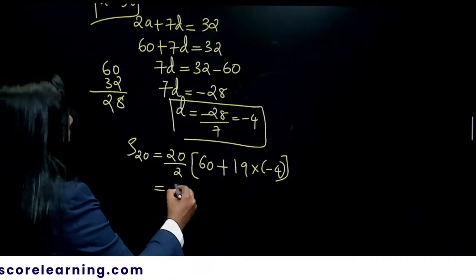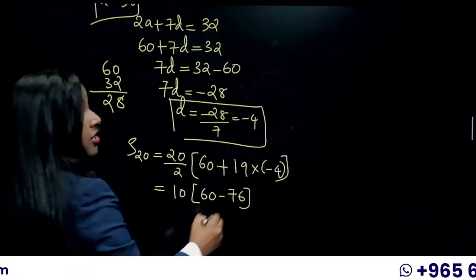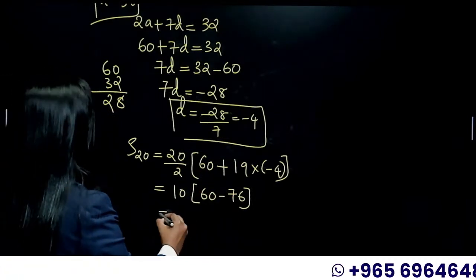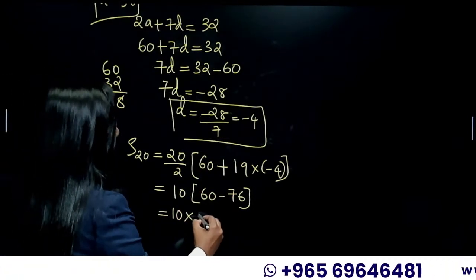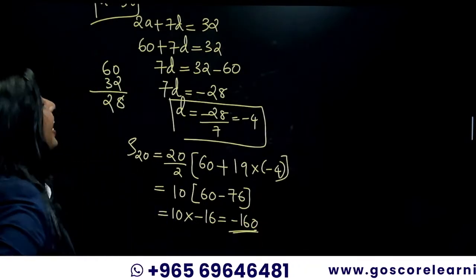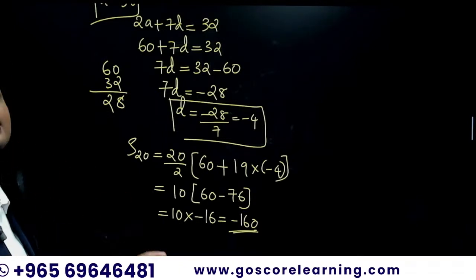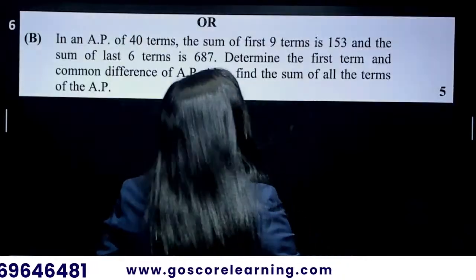Okay, so 10 into 60 minus 76. 19 into 4 is 76 and here it is negative 76. So 10 into minus 60, which is going to be minus 160. So when A is equal to 30, we got the value of D as -4 and S20 is -160. So that question is over.